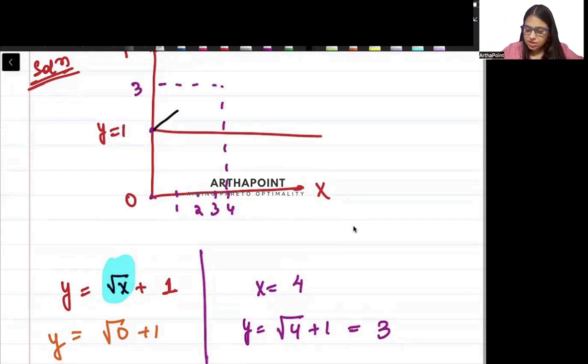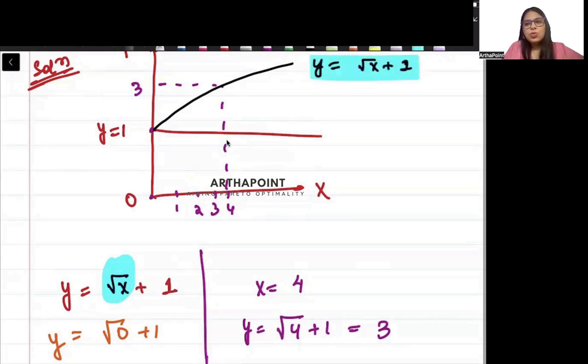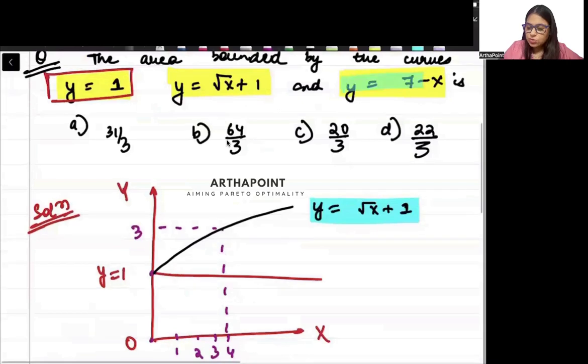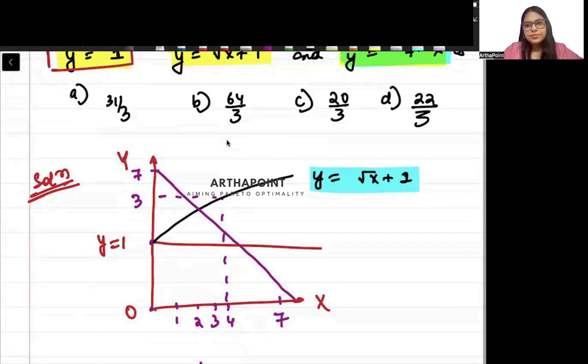So you can see that it will come out to be a curve. This is the kind of curve that you will get. Just take some more points and try. There is no harm in it. You can always take more points and try using more points also. So this is y is equal to root x plus 1. Okay. Now let us draw the next curve. This is y is equal to 7 minus x. So when x is 0, y is 7. When y is 0, x is 7. So somewhere over here.